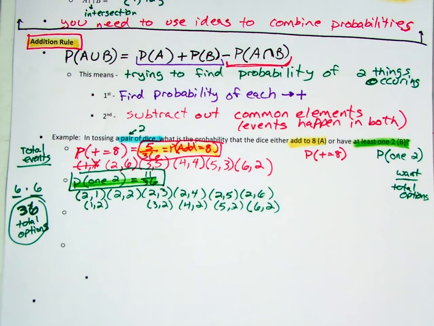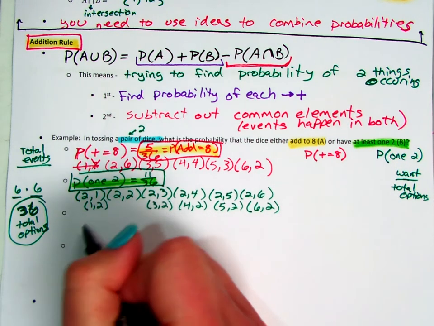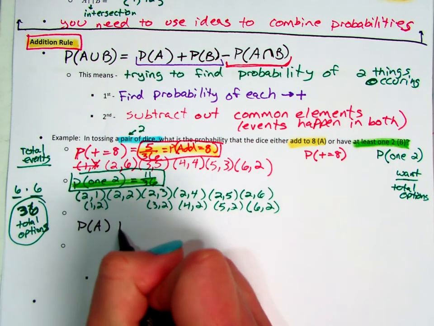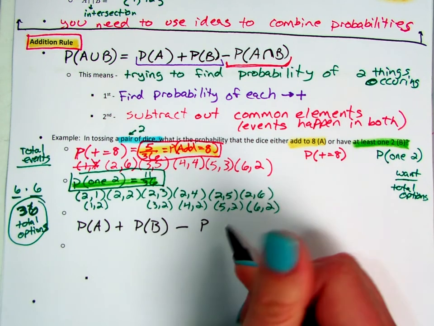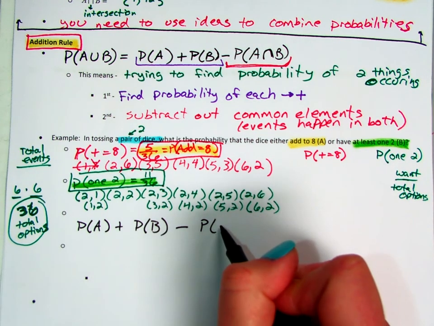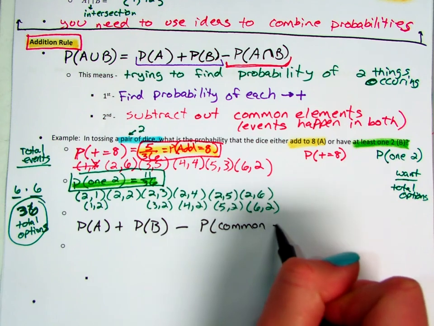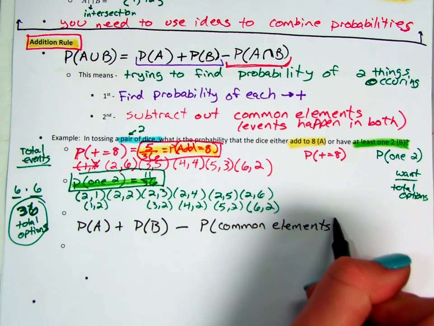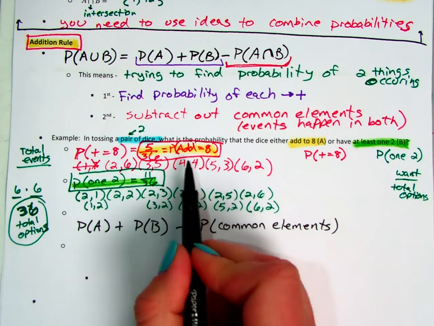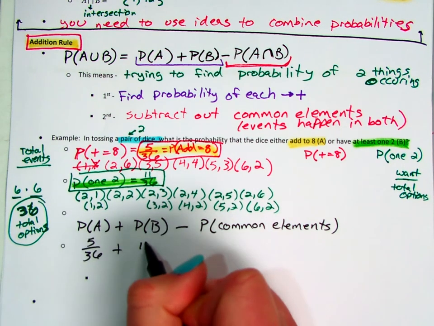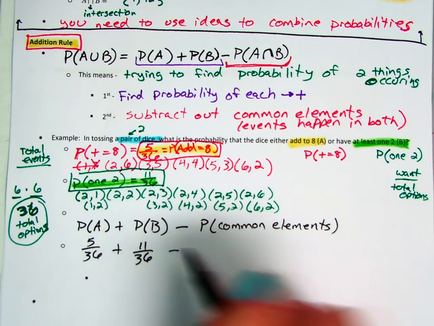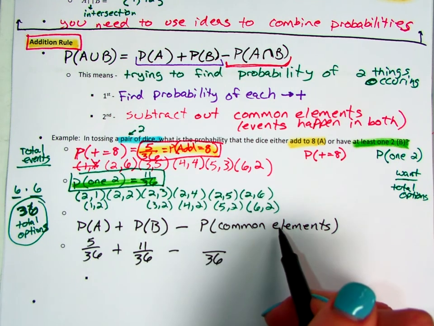Okay? So now we look at this and we say, all right, we need to remind ourselves that we are trying to do the probability of the first thing plus the probability of the second thing minus the probability of any common elements, because we need to get rid of counting them twice. So the probability of A was 5 over 36, plus the probability of B is 11 over 36. And now we're subtracting out however many out of 36 that are common elements.